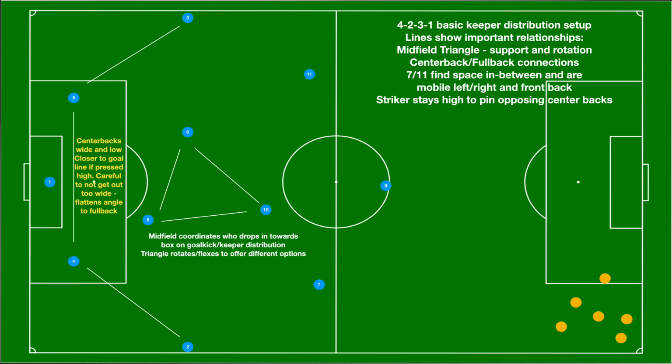The 7 and the 11 stay wide, but not as wide as the 2 and the 3 to start with. They need to have the flexibility to move inside, outside, up, or back to find space to help support the 2 or the 3 or the 6 if they receive the ball from the back. The 9 shuttles between the left and the right to help support the play.